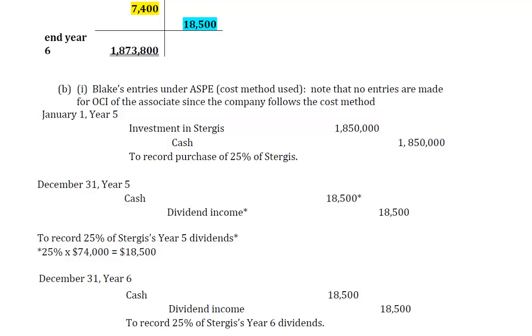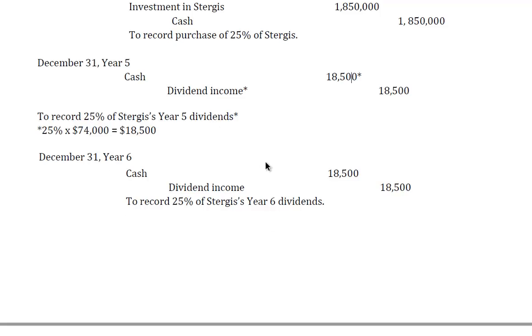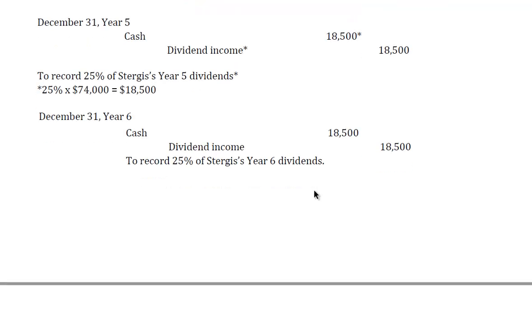In year 5, notice we're not making any other adjustments to the investment in Sturgis account. Here in year 6, again, to take in the dividend, we do not credit the investment in Sturgis on Blake's balance sheet as we did for the equity method, because we don't consider it a return on investment. What we're really doing here is crediting what we know from our prerequisite courses, which is just dividend income. And again, we're 25% of that $75,000.